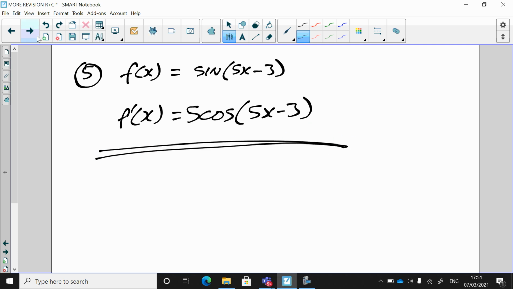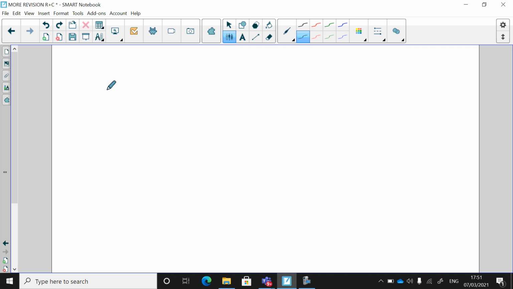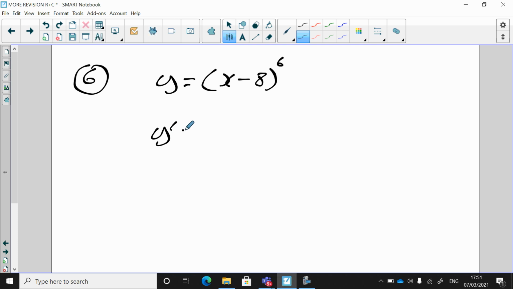Right, that's fine. Let's move on to question 6. Question 6, what have we got? Okay, it's x take away 8 all to the power 6 here, and it's asking us to differentiate. Use whatever notation you want. I'm just going to use the lazy notation y dash.